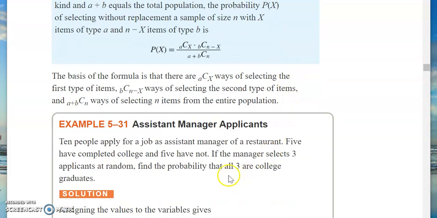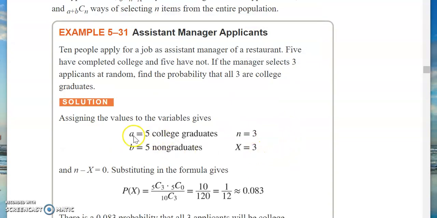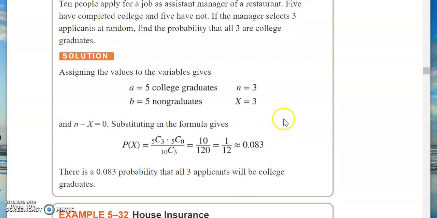So what you've got to do is write this out for yourself and make that comparison going from the problem to the definition, and it will make it more clear to you if you write it out yourself. Okay, so we've got type A, there's 5 of them, type B, there's 5 of them. We select 3, and we want to know what's the probability of that X, in other words, 3 of the 3 that we've chosen, what's the probability that they will be college graduates? Okay. All right, so it's a little bit awkward. I wish he would have picked different numbers, but it is what it is.